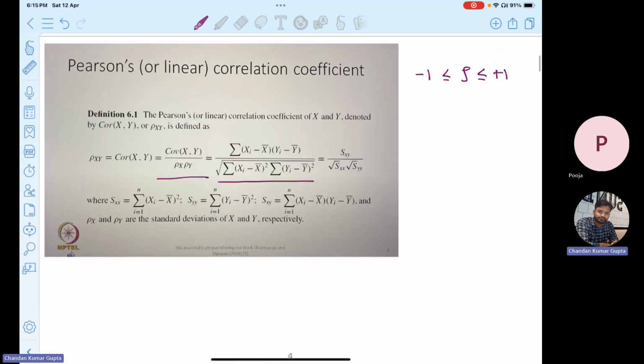And also there is the square. The square of the correlation coefficient is termed as the coefficient of determination.